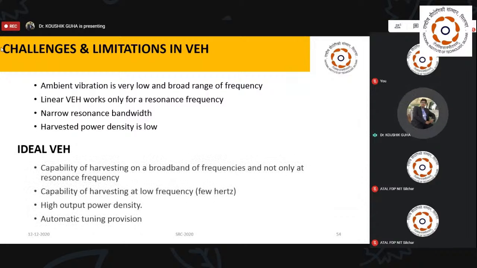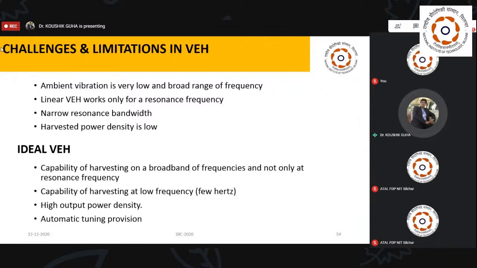So what should the ideal VEH have? The ideal VEH should have the capability of harvesting on a broad band of frequencies, and not only at the resonant frequency. So apart from the resonant frequency, it should cover the entire frequency range.